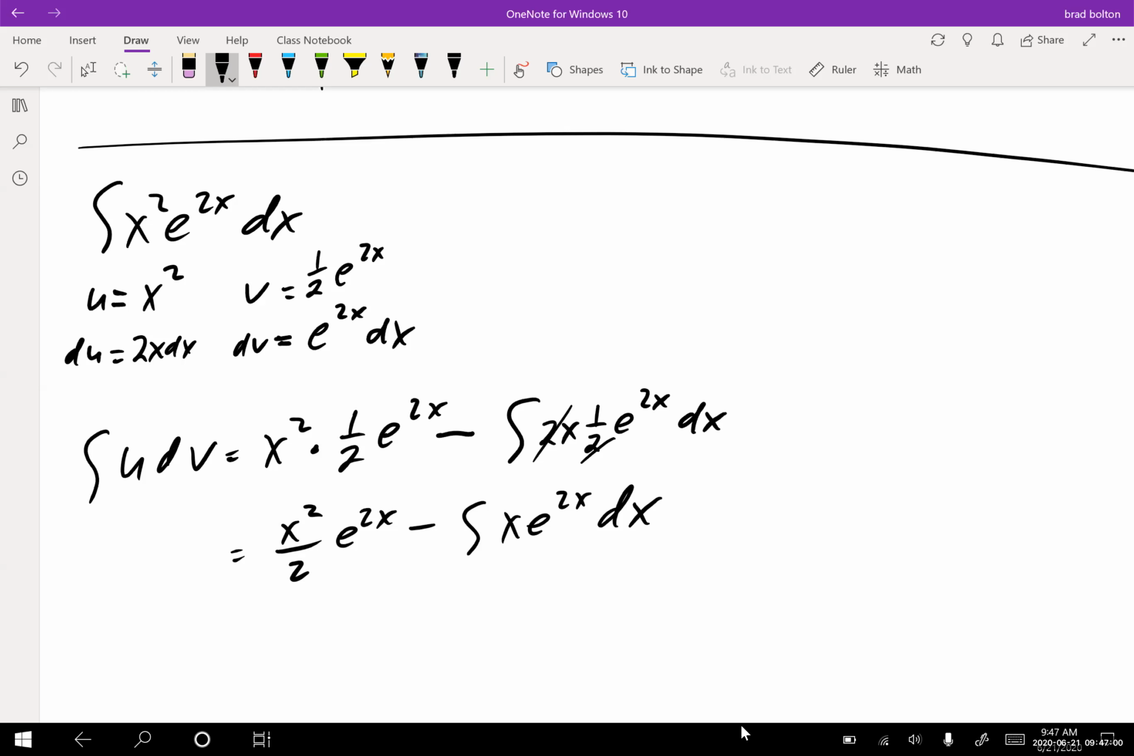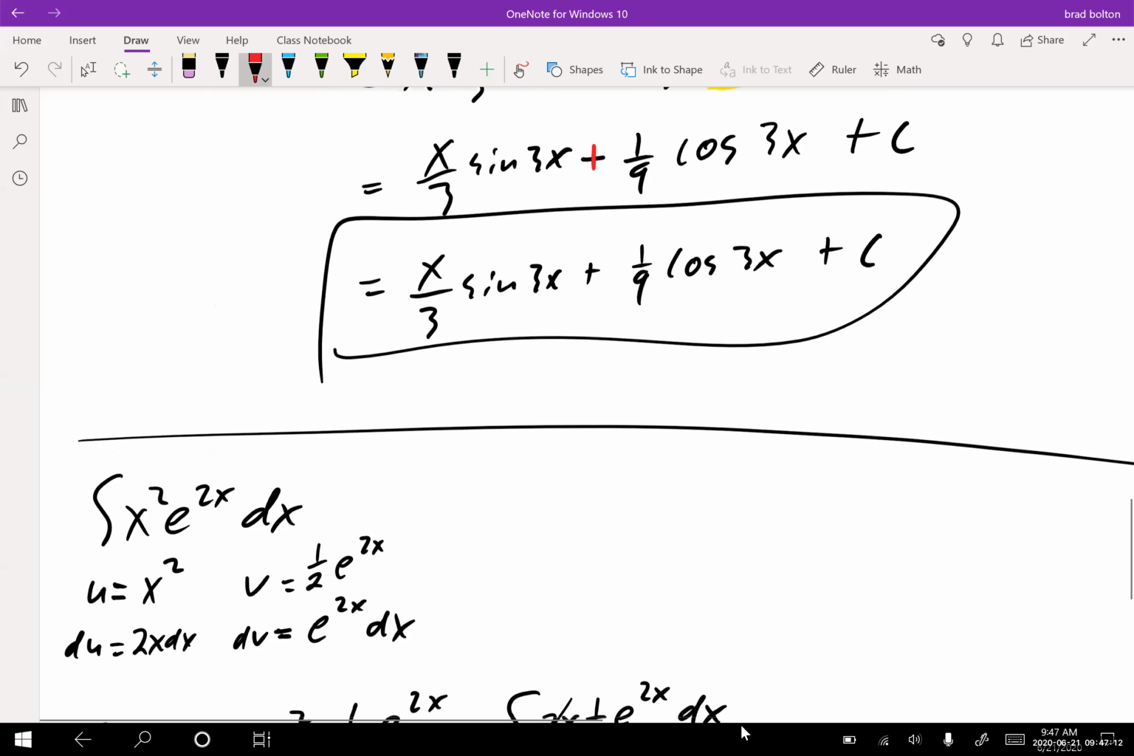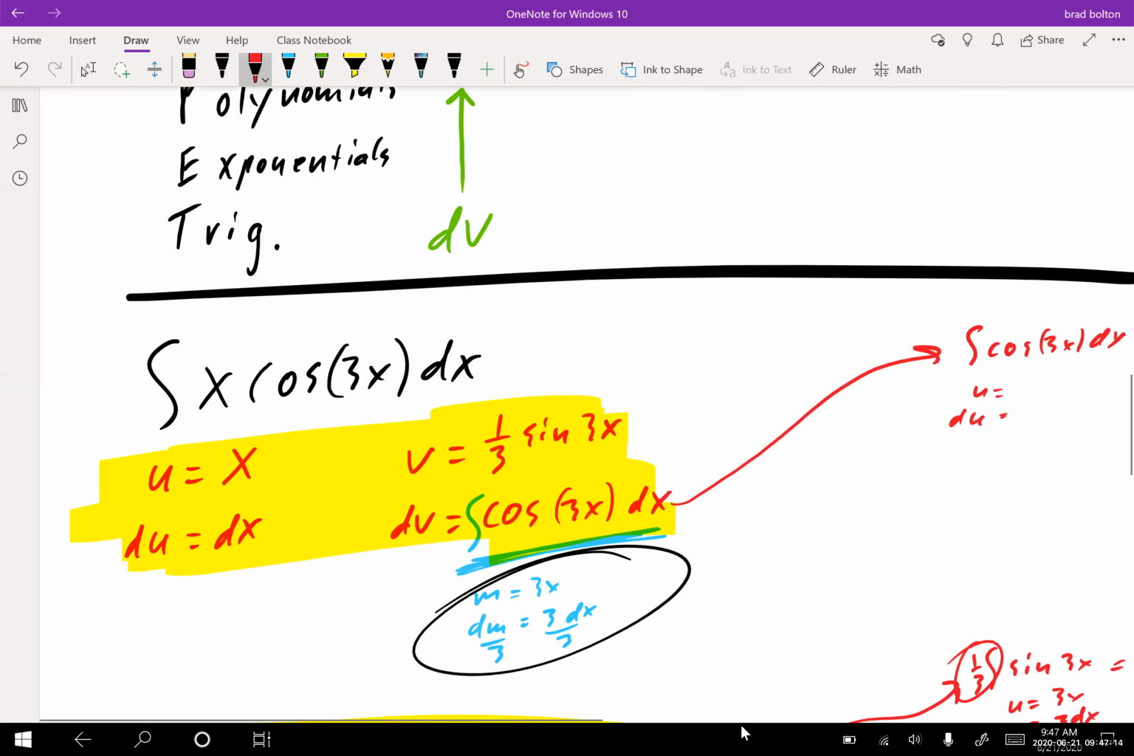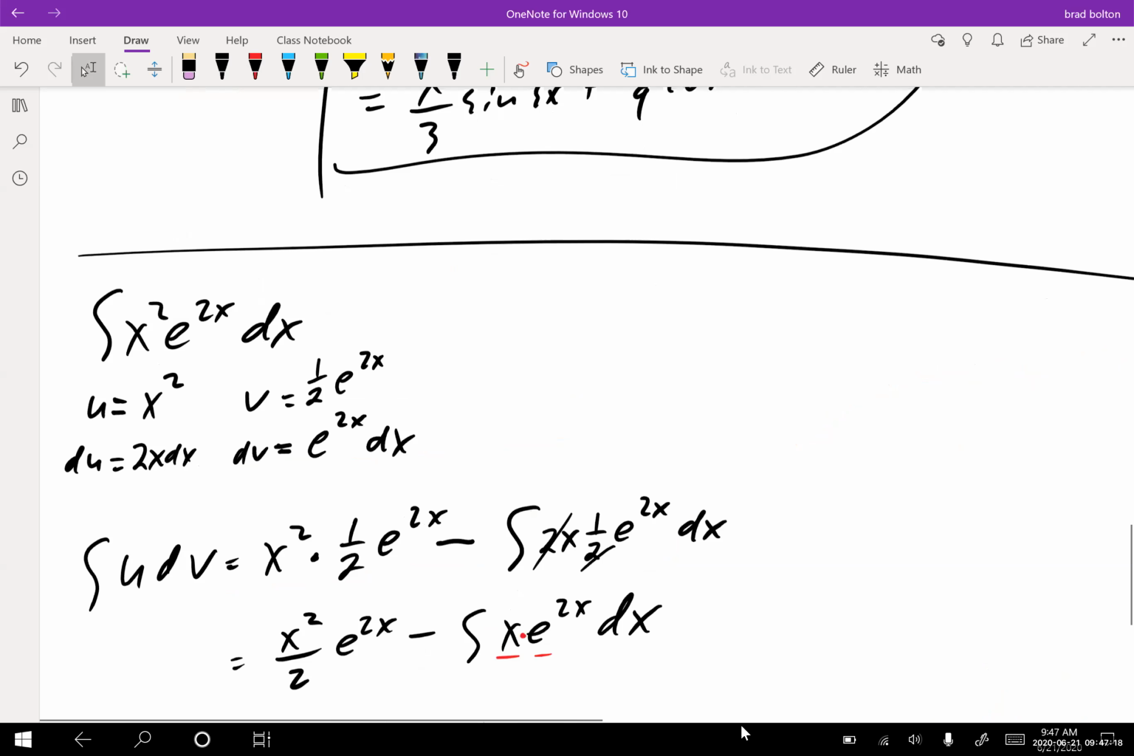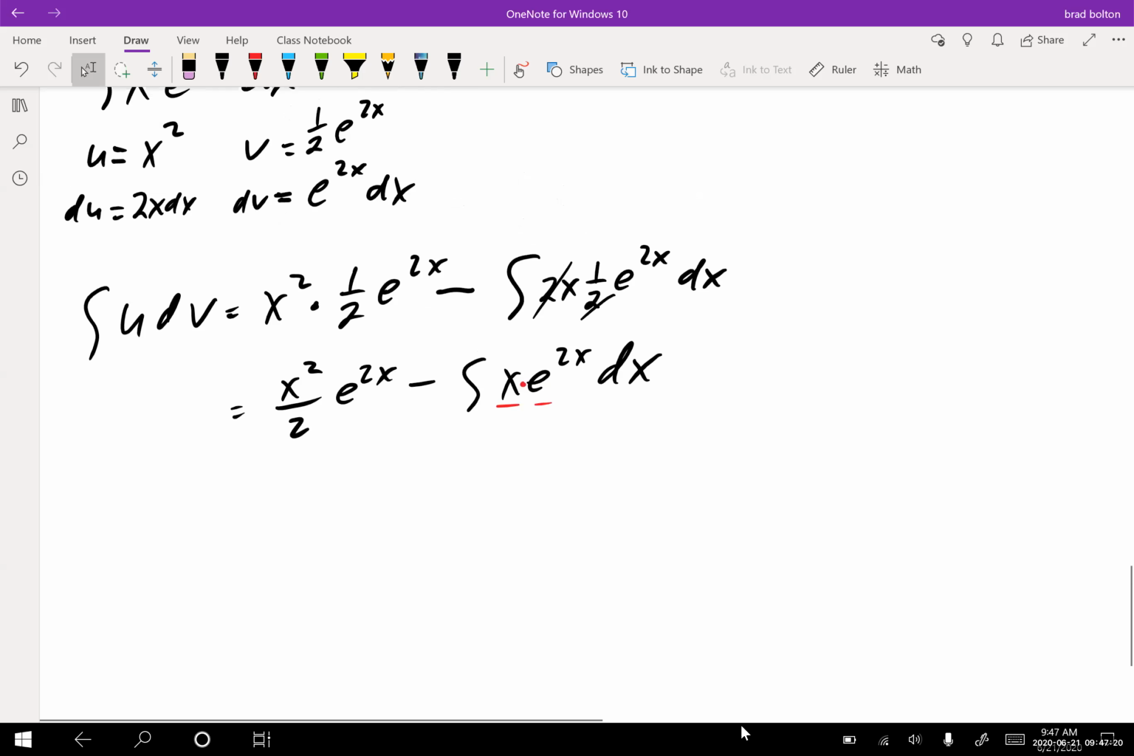So if you notice, we've run into a little bit of a hiccup here, because isn't this still multiplication of two functions? It's still a polynomial times an exponential. Remember, that's what you're trying to use this technique for. This technique is your go-to move when you have a product of two different types of functions. So we have an exponential function and we have a polynomial. So that means we have to do integration by parts again.